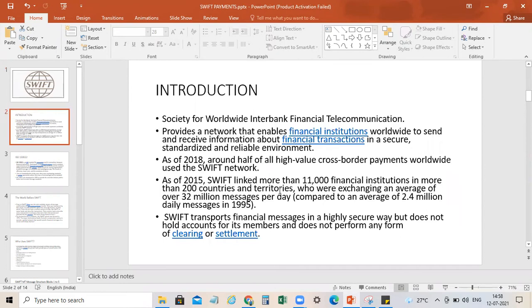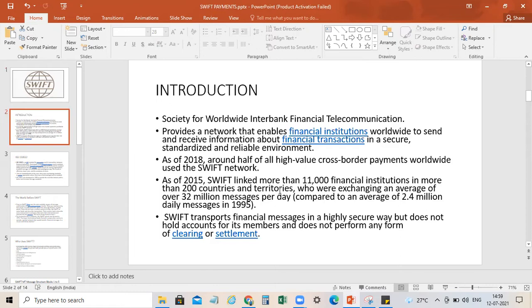SWIFT stands for the Society for Worldwide Interbank Financial Telecommunication. As the full form suggests, it provides a telecommunication path or a medium to send a message from one institute, that is a banking institute, to another banking institute. It provides a network that enables financial institutions worldwide to send and receive information about financial transactions in a secure, standardized, and reliable environment.